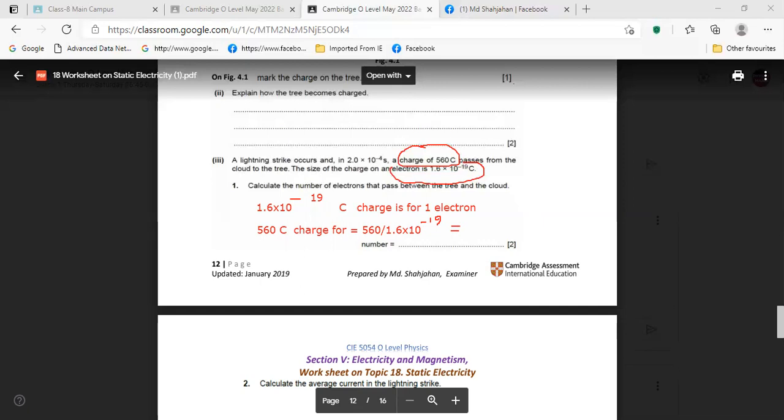Here minus 19, yes, okay? Sir, the lower part is minus 19, so it will be positive then, right? It will go to the upper side.